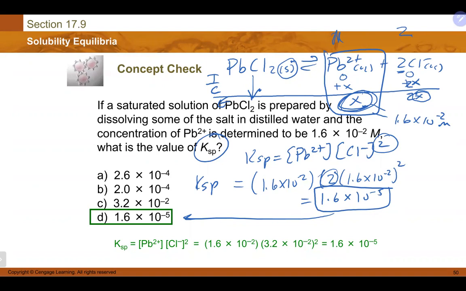This, by the way, would be our KSP. This would be the solubility, or molar solubility, of lead-2 in that solution. What we would get for this part here, the 2 times that number, would be the molar solubility of chloride. Let's take a look at one last one here to finish it up.